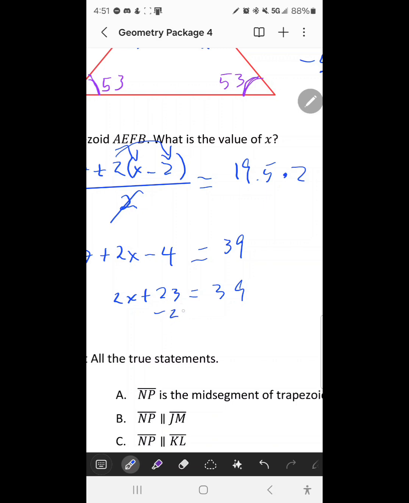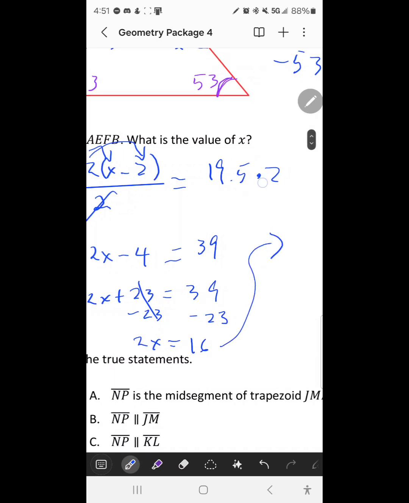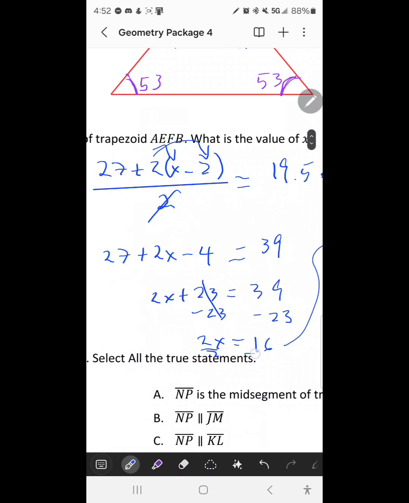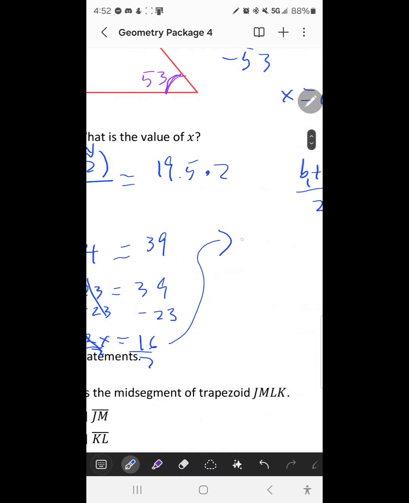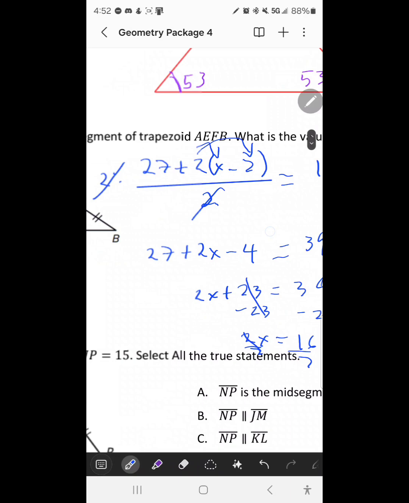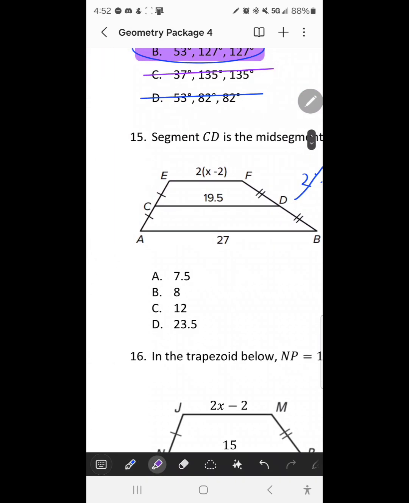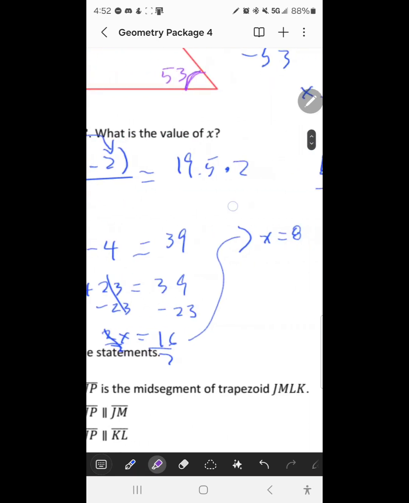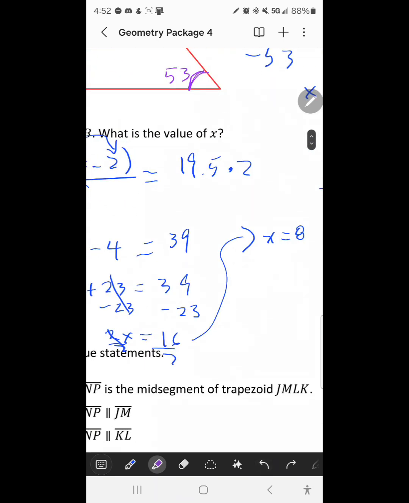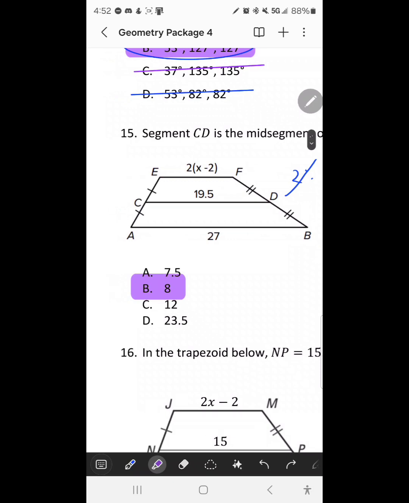So we subtract both sides by 23. So this can cancel. We have 2x equal 16. And now, therefore, we divide by 2 both sides. This can cancel. 16 divided by 2 is 8. So x equal 8. Here it is, our answer. They say, what is the value of x? And here we go. Now, if they ask for the value of EF, it's just substituting the value of x in there.